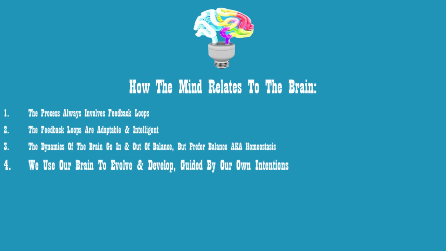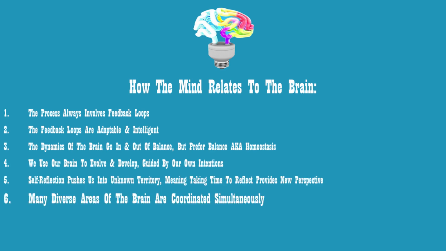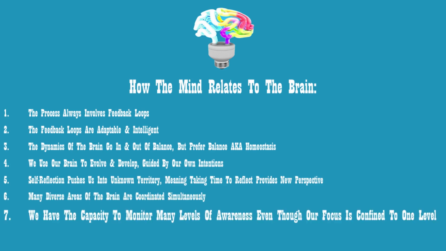And then the fourth is, we use our brain to evolve and develop, guided by our own intentions. Fifth is, self-reflection pushes us into unknown territory, and what this means is that when you take time to reflect on things, you often find enlightenment and new perspective. After that, the 6th is, many diverse areas of the brain are coordinated simultaneously. 7th is, we have the capacity to monitor many levels of awareness, even though our focus is generally confined to one level. And this is something I've also discussed on the podcast in the past surrounding your subconscious mind.